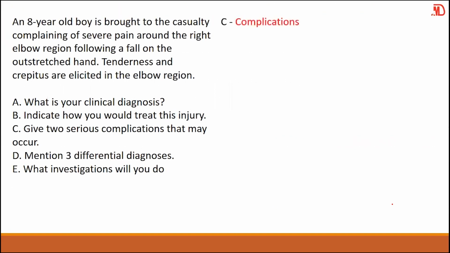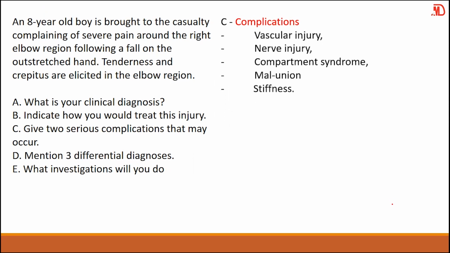And again, we're looking at the complications of supracondylar fracture. You can think of just any fracture. When we mention malunion, all those can be part of the complications. But we can add more to it. We can talk about vascular injury, that's vessel. We can talk about nerve injury. We can talk about compartment syndrome.